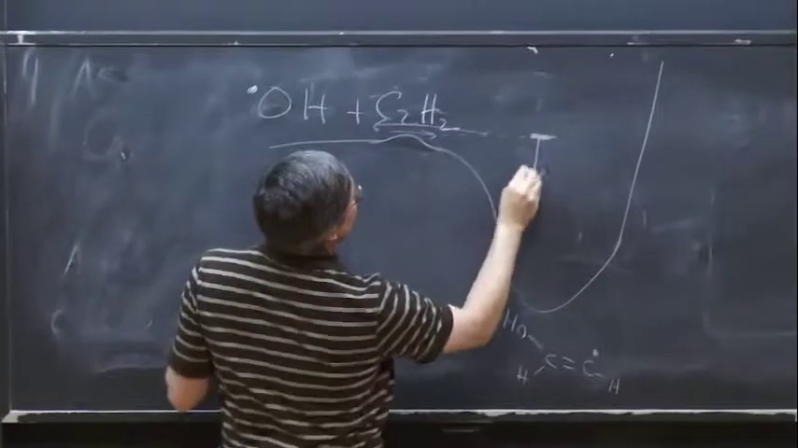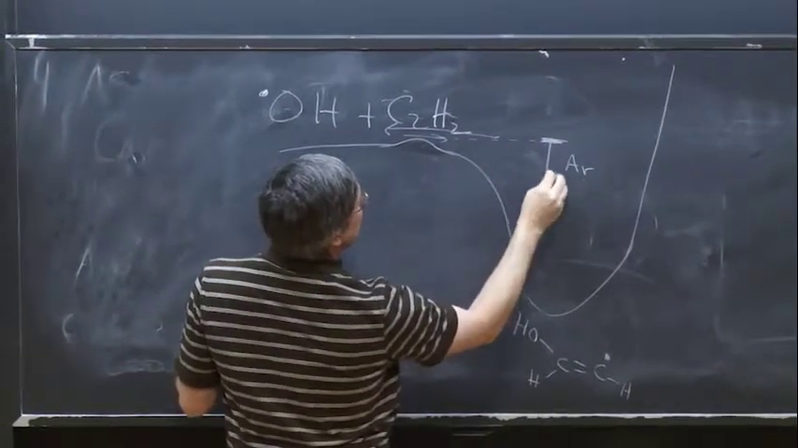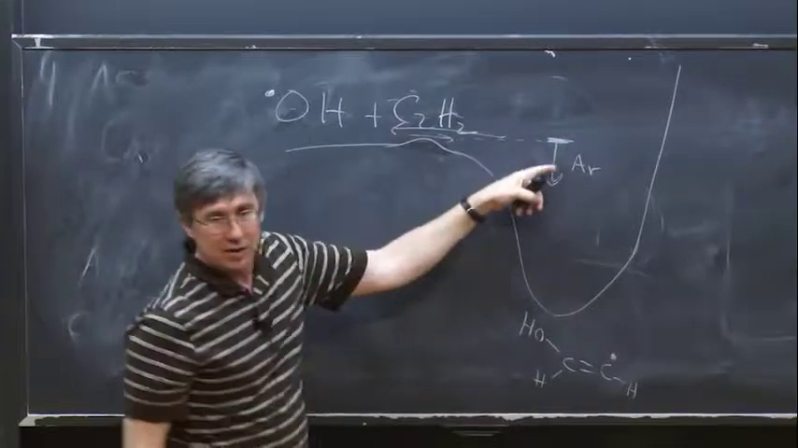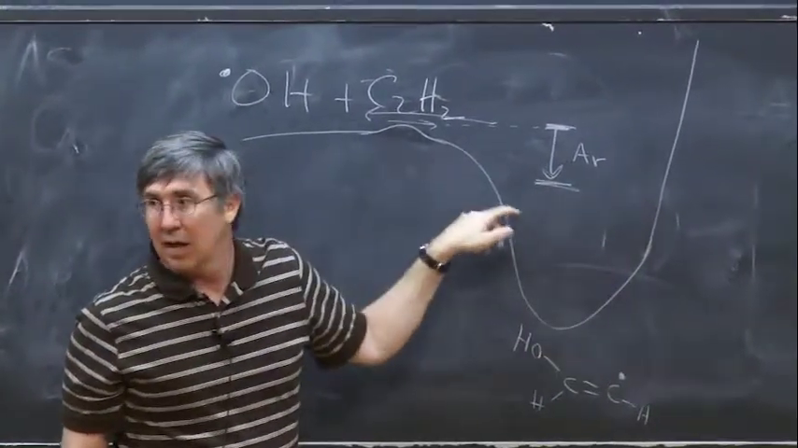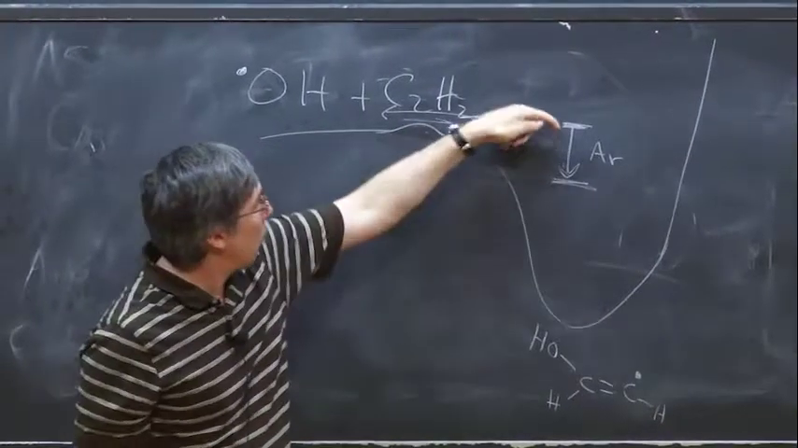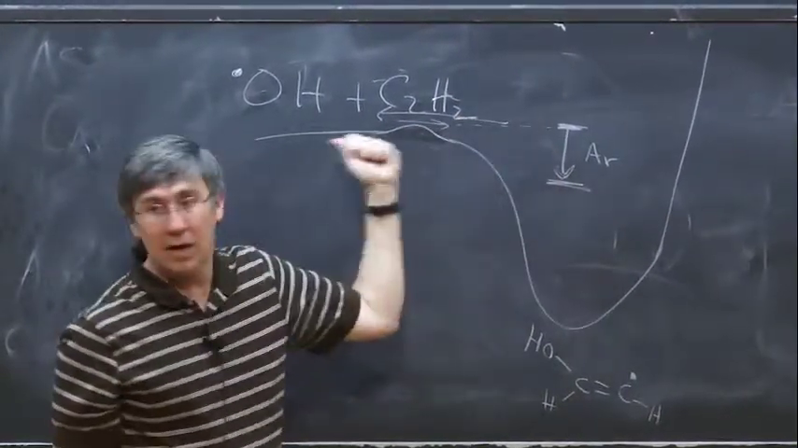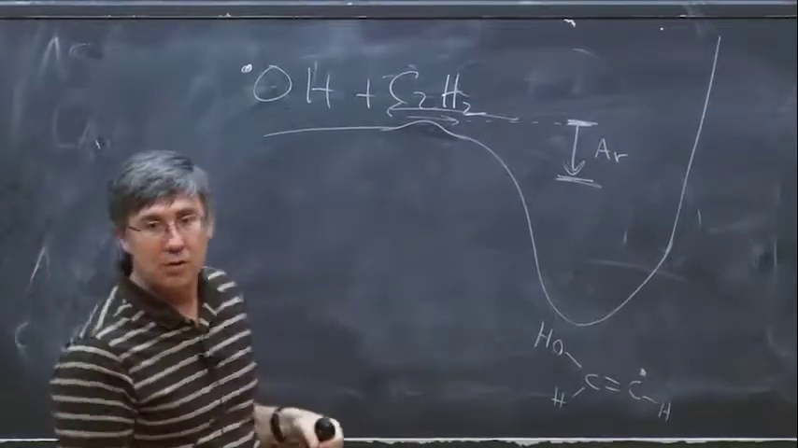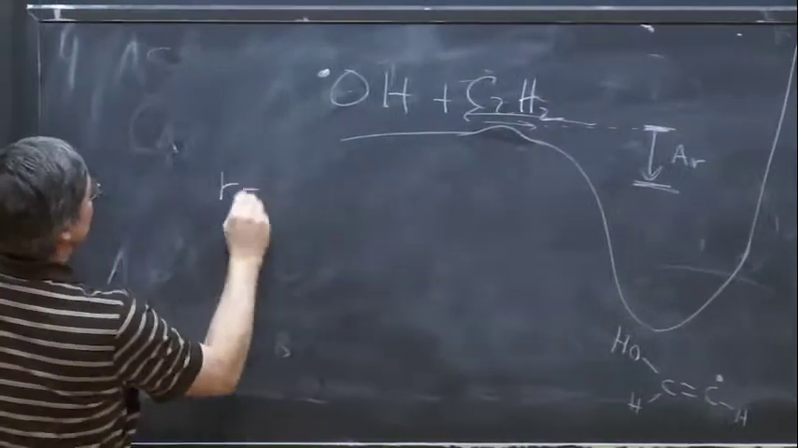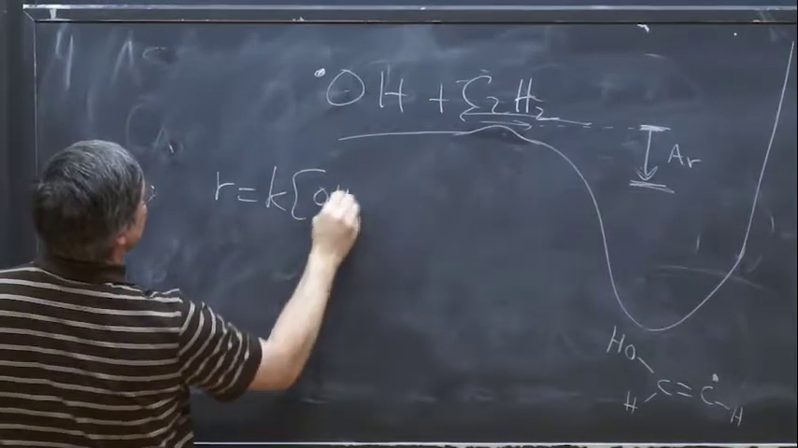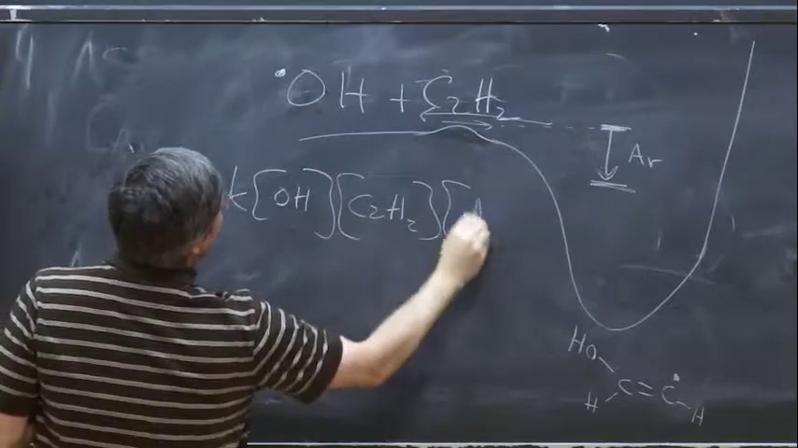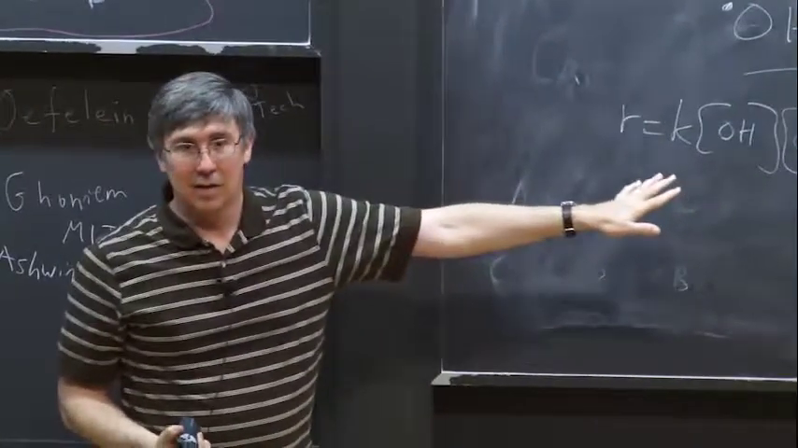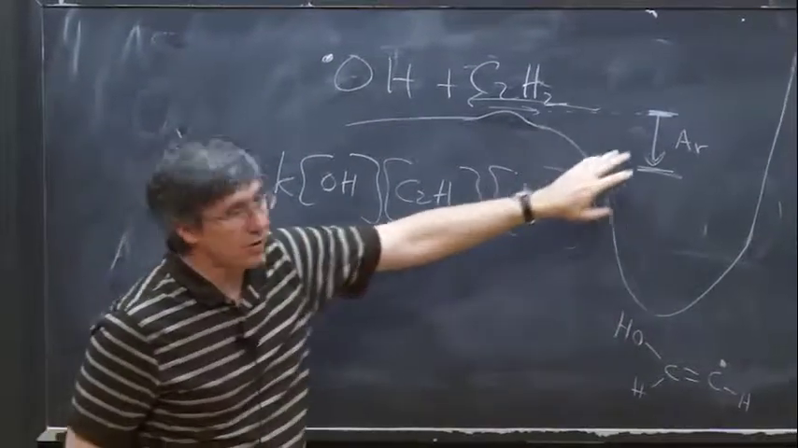However, if I have an argon molecule here, and the argon bumps into this guy, the argon can take away some of the energy and lower this down to some little lower energy, which is trapped in the valley. And now I make the product. And the more argon I have, the more this will compete with the back reaction. And so when I measure the rate for this guy, the rate law is k times the concentration of OH times the concentration of C2H2 times the concentration of argon. The more argon, the more I see it like that. And this guy is not actually doing any reaction. All he's doing is just carrying away energy.